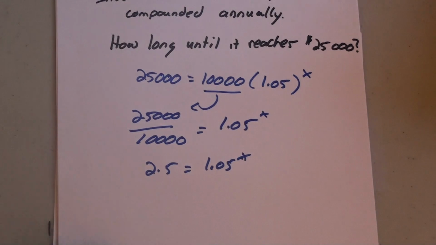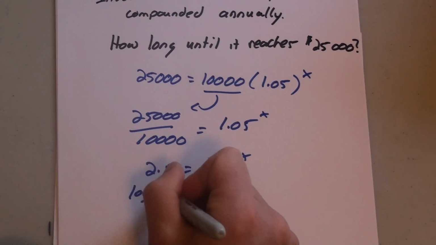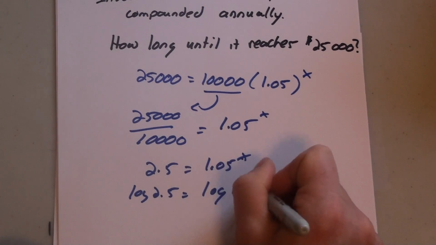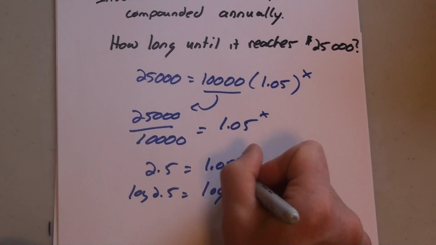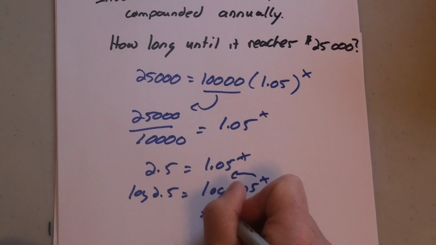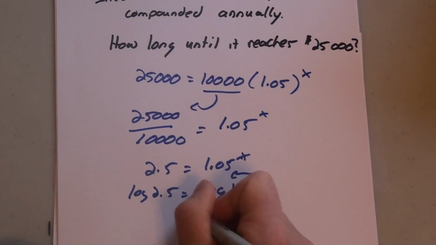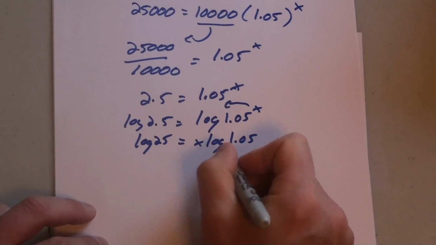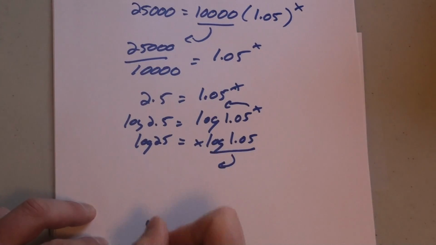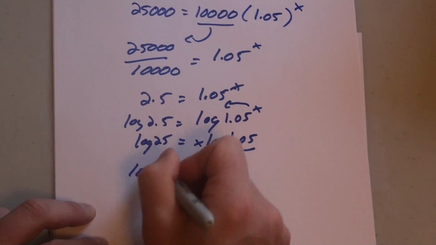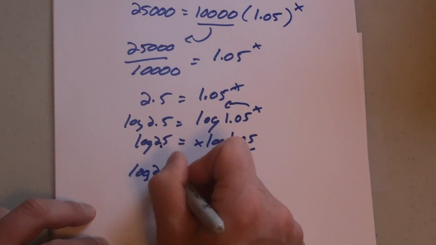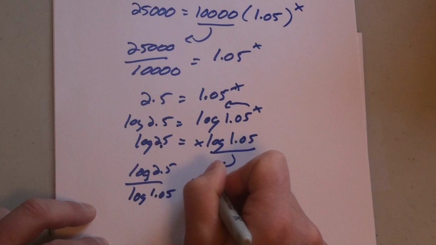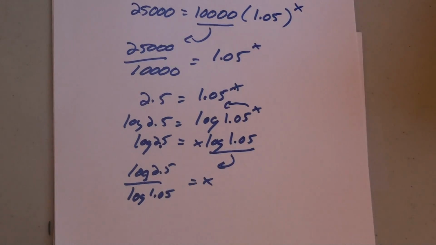And I can use logarithms on both sides. Log 2.5 equals log 1.05 to the exponent of x. Bring my exponent down in front. x log 1.05 equals log 2.5. Divide my logarithm over to the other side. Log 2.5 divided by log 1.05, and that will equal x. And I can put that into my calculator at this point.